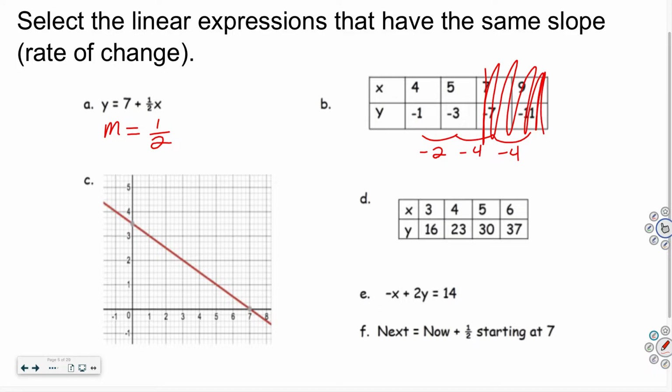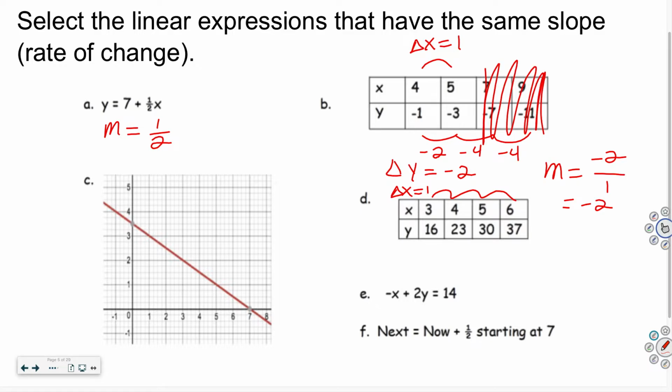This is a change in y of 1 and a change in x here equals 1. Change in y here is -2, so our m here is -2 over 1, which equals -2. Okay, part D. Our change in x here equals 1, our change in y is 7. They're all going up 7.